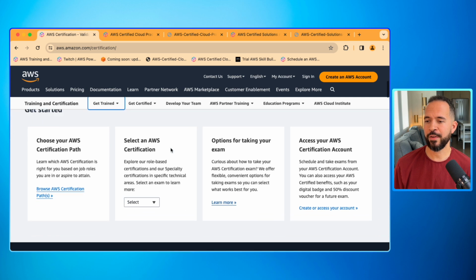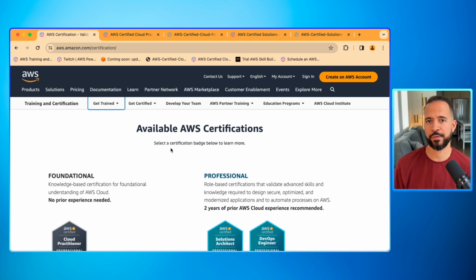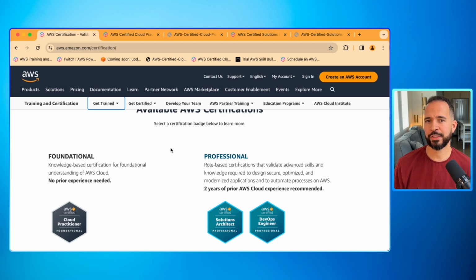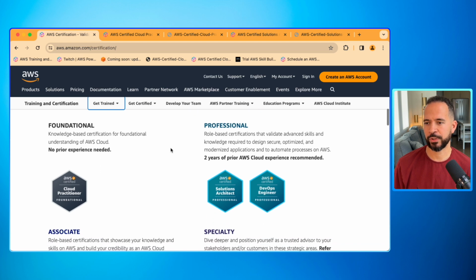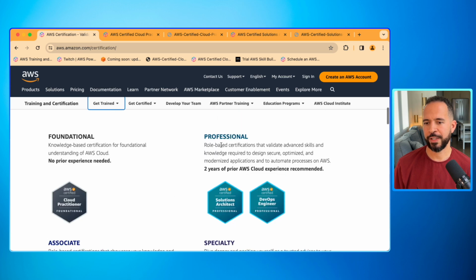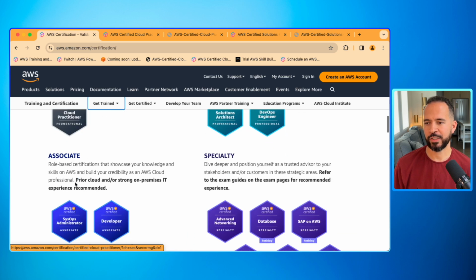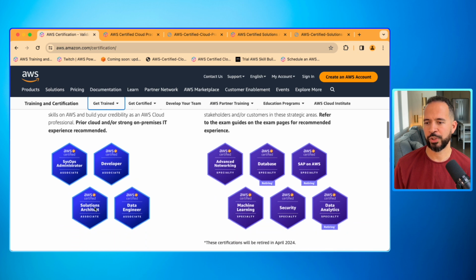If we scroll down here just a little bit, you'll see the available AWS certifications. Now, AWS certification has different levels. There's foundational, there's associate, there's professional, and there's specialty. Where we're going to spend our focus today is on foundational, which is where the Cloud Practitioner sits, as well as associate, which is where the Solution Architect Associate certification sits.